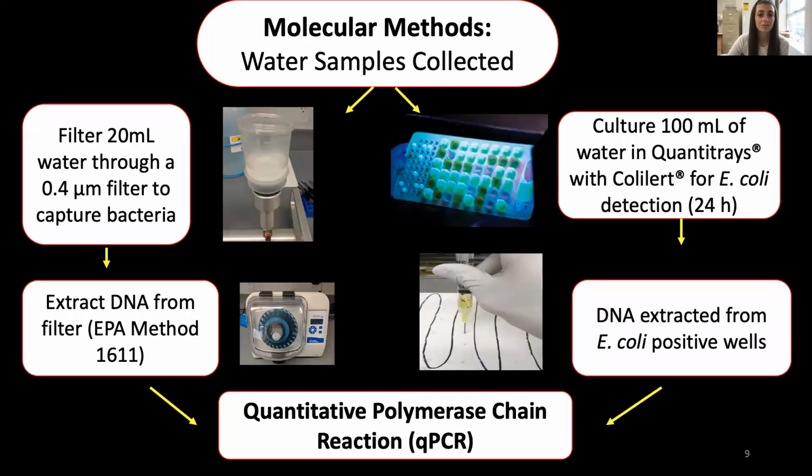In order to determine the sources of contamination in the stormwater pond, both molecular and culture-based methods were used. Immediately following water sampling, the samples were sent to the closest provincial laboratory to be filtered. 20 mL of the sample was filtered through a 0.4 micron filter, in which DNA was extracted using EPA method 1611. This is a bead beating method to DNA extraction. An additional 100 mL of the water was used in Quanti-Trays to detect E. coli. DNA was then extracted from E. coli positive wells. Following DNA extraction, qPCR was performed.